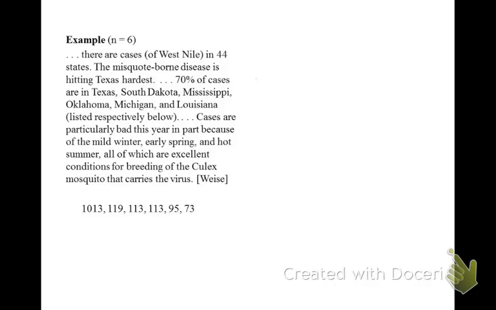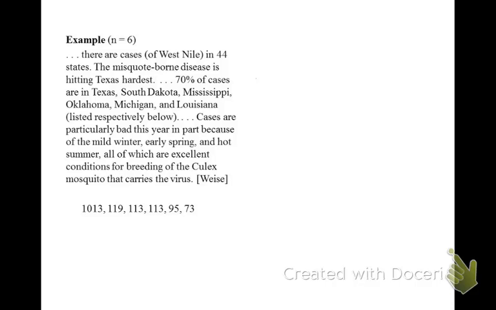So for example, there are cases of West Nile in 44 states. The mosquito-borne disease is hitting Texas the hardest. 70% of cases are in Texas, South Dakota, Mississippi, Oklahoma, Michigan, and Louisiana, listed respectively below. Cases are particularly bad this year in part because of the mild winter, early spring, and hot summer, all of which are excellent conditions for the breeding of the Culex mosquito that carries the virus.